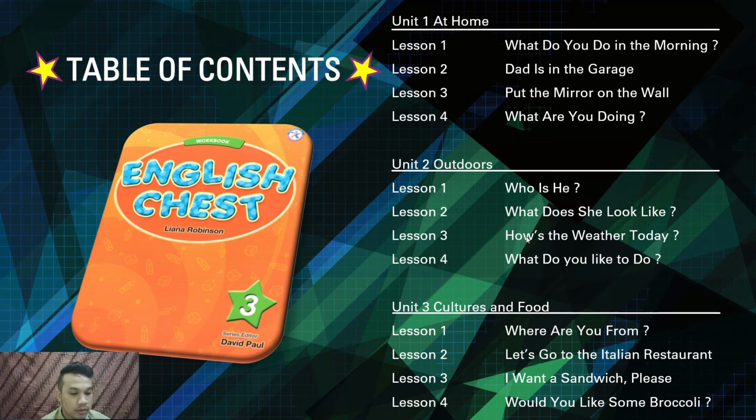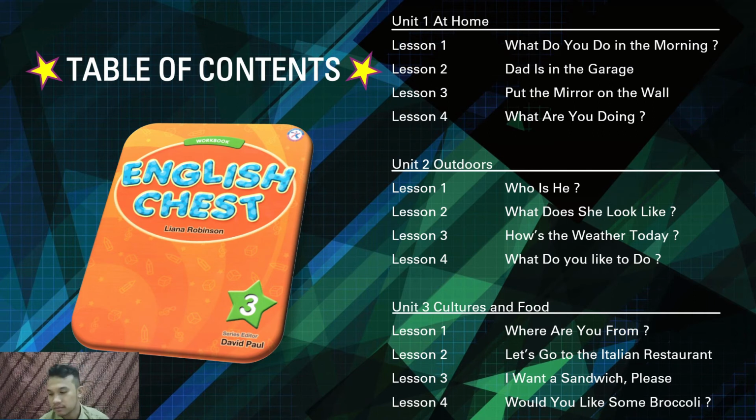Let's move to lesson 4: What do you like to do? In this lesson, students will be able to talk about outdoor activities and reminders about weather-appropriate clothing. It means bringing students to understand information questions with what, like plus infinitive. For example, what do you like to do? I like to play football. I like plus infinitive: I like to play football.